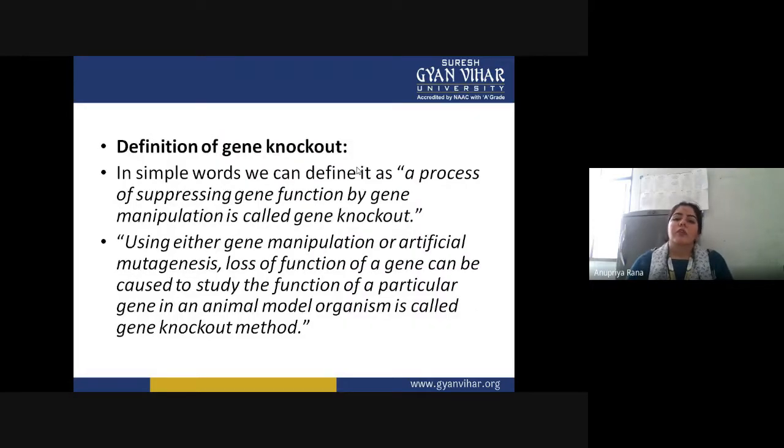So this is the definition of gene knockout. The whole thing which I just explained will take part in several other subparts. If we start with the definition, the process of suppressing gene function by gene manipulation is called gene knockout. This definition you can use to help others understand what gene knockout is. It is a simple process of suppressing or manipulating the original form of a gene, which leads to some variations or the complete loss of that gene. That can be called a knockout.